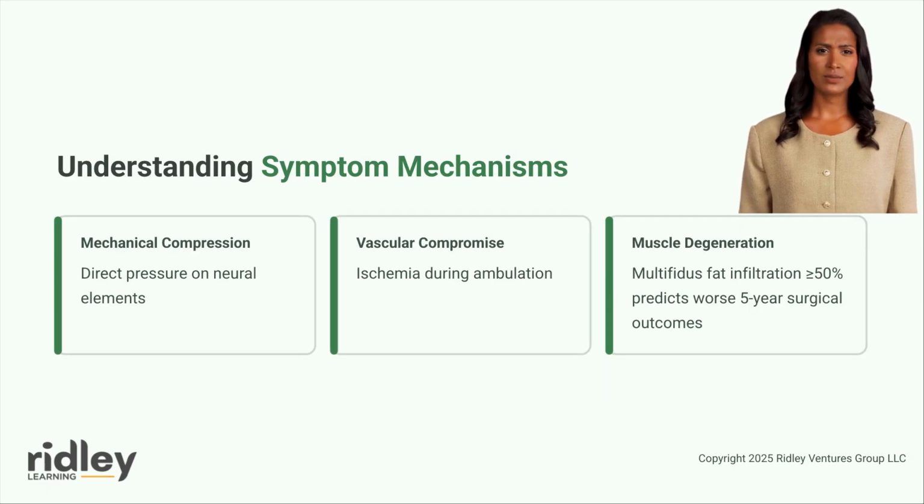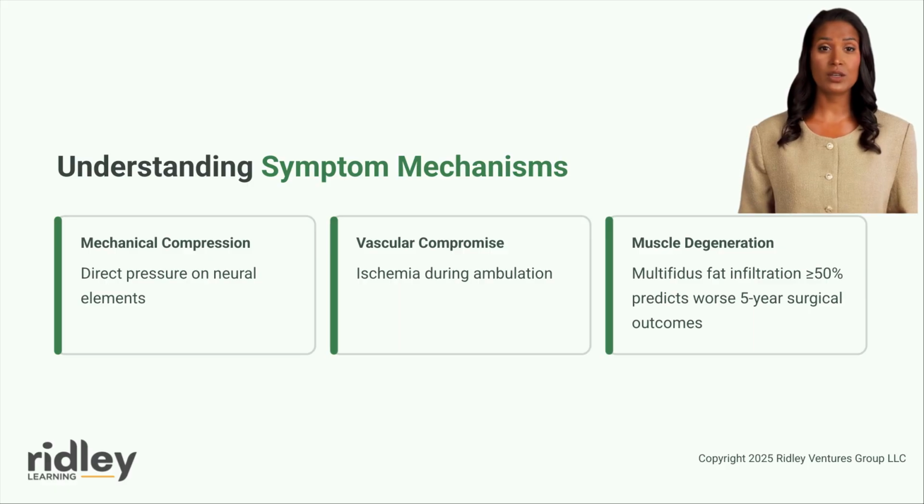The narrowing of the spinal canal and neural foramina produces symptoms through two primary mechanisms: mechanical compression of neural elements and compromise of the vascular supply to nerve roots. Direct mechanical compression of the cauda equina and individual nerve roots causes the radicular symptoms characteristic of the condition. However, vascular factors play an equally important role, particularly in explaining the exercise-induced nature of neurogenic claudication.